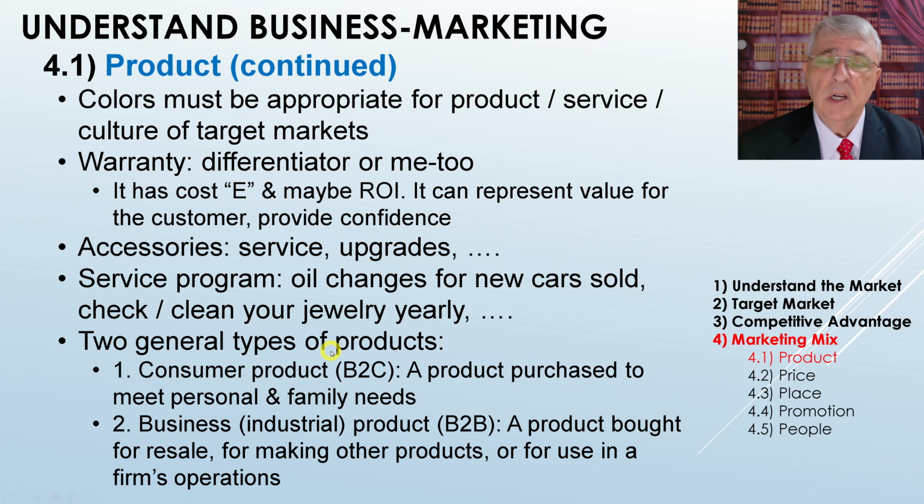There are two general types of products, and one is a consumer product that is business to customers, and it's a product that you and I purchase for your needs, your family's needs, what have you. And then there are industrial products for businesses. So this is business to business, and it's a product that's bought for resale, and it's for making other products. So you might buy a roll of sheet steel and stamp it into toys or something, or it's used in your firm's operations.